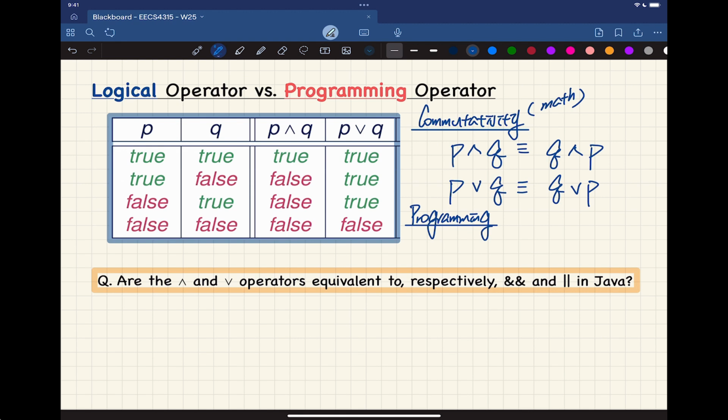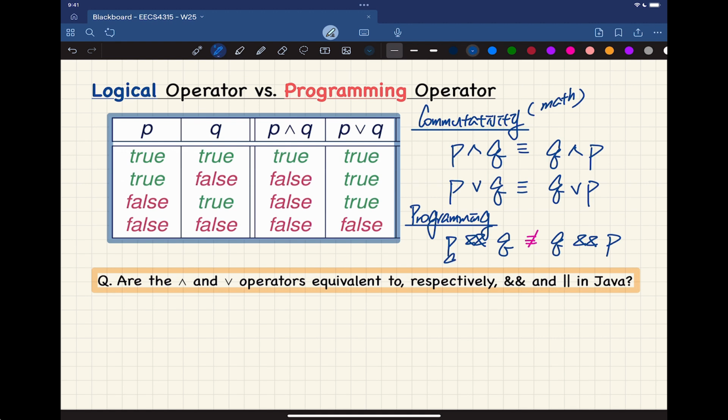For programming, if I say P and Q, assuming that P and Q are simply Boolean variables, versus if I say Q and P, they do not work the same way. They are not necessarily behaving the same way at runtime. That's important. I'll just say they are not really equivalent. They don't mean the same thing.